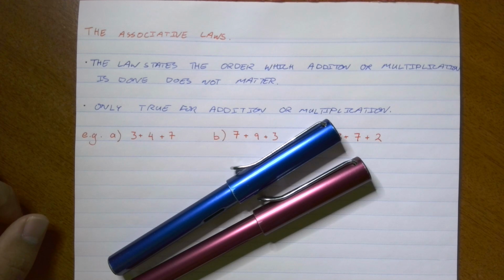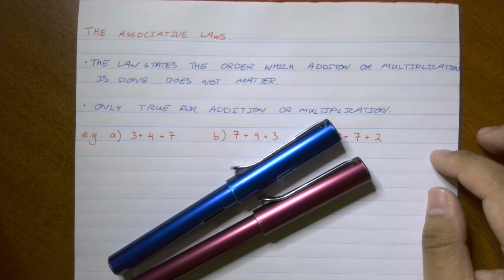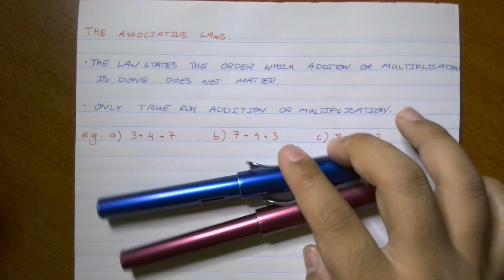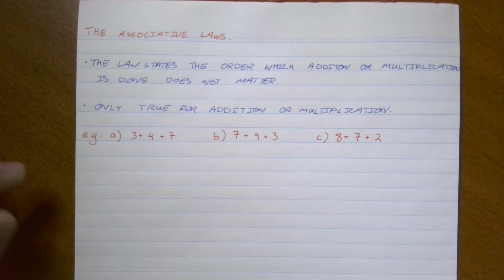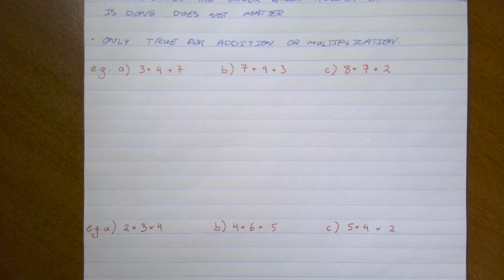The law states the order in which addition or multiplication is done does not matter. This law is only true for addition or multiplication. I've got 6 examples here just to demonstrate this.